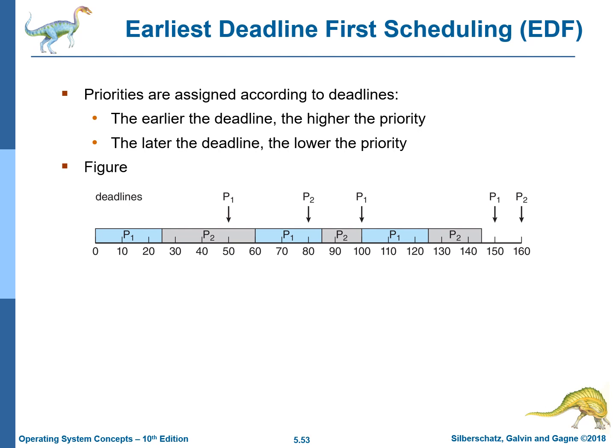Earliest deadline first scheduling, also known as EDF. Priorities are assigned according to deadlines. The earlier the deadline, the higher the priority. The later the deadline, the lower the priority, as you can see in the figure below.